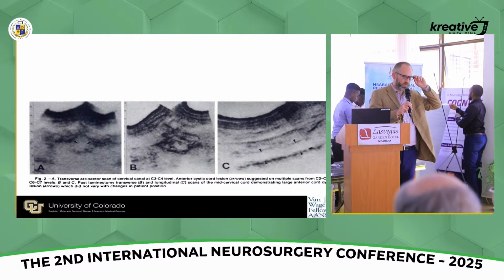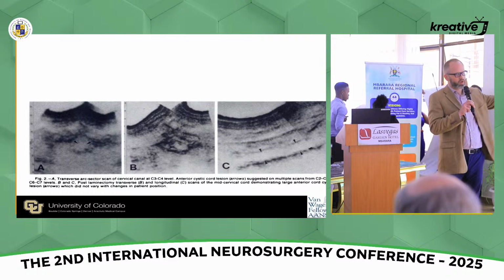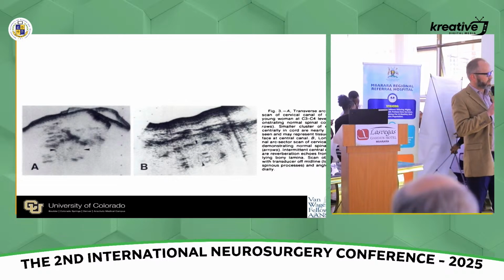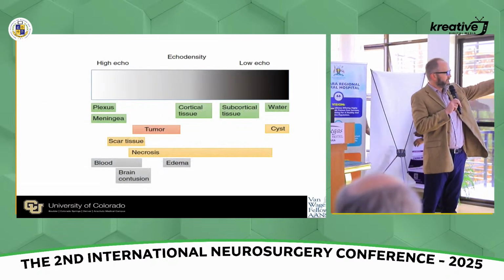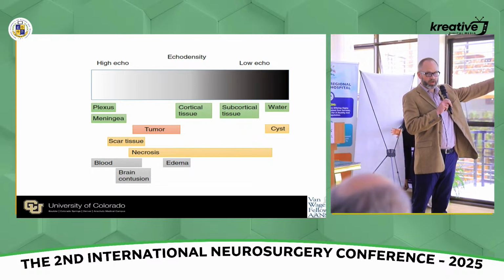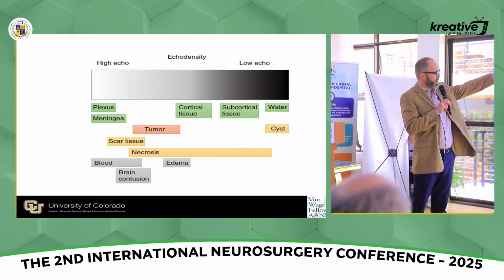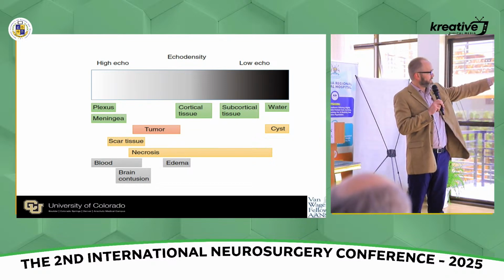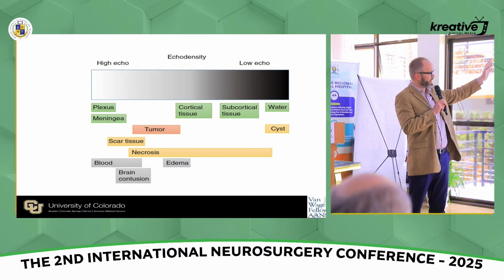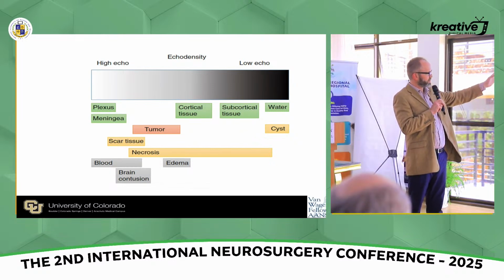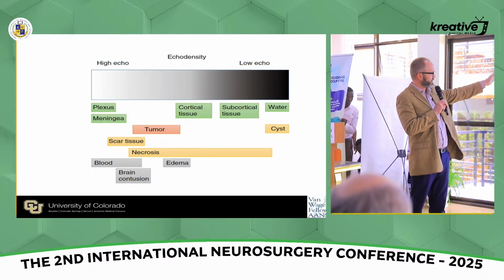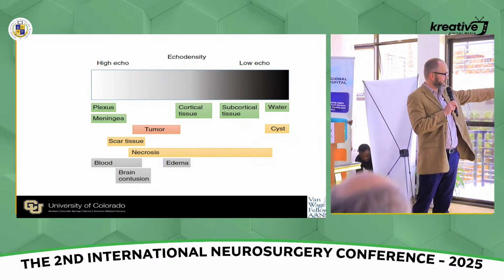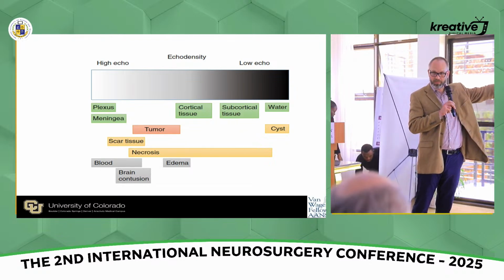It's important to recognize what's brighter or darker on ultrasound imaging in the brain, where water is going to be very dark, cysts will also be black, subcortical tissue tends to be quite dark unless it's edematous, and white matter is darker because of its fat content than gray matter. As you move toward the left, cortical tissue is then brighter. Tumors are usually on the spectrum between cortical tissue and meninges.